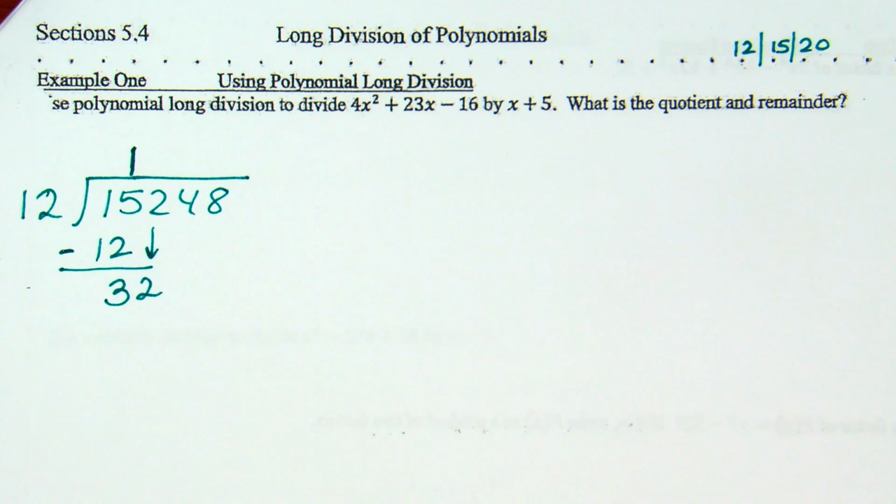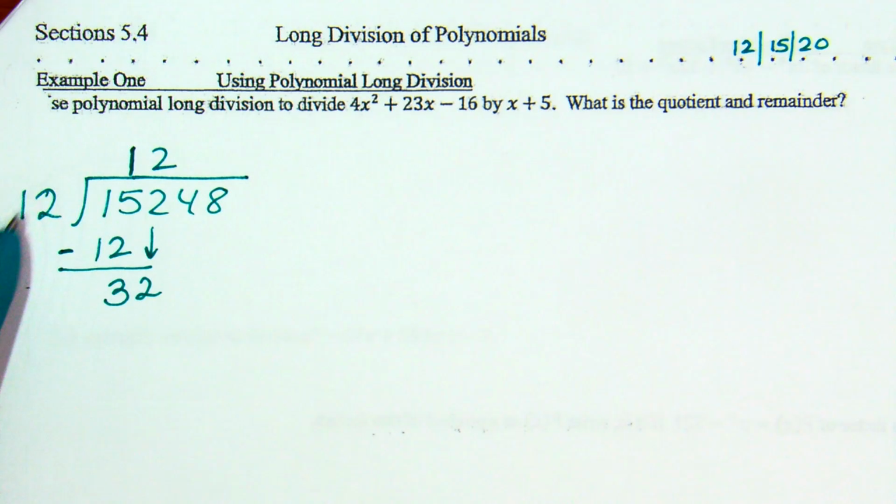How many times does 12 go into 32? 2. I'm going to put that 2 up above this 2. 2 times 12 is 24. Then again we subtract. 32 minus 24 is 8. Now we drop down the 4.